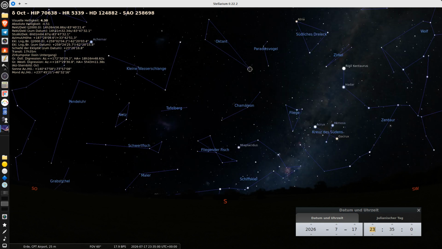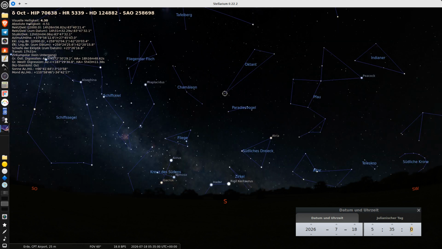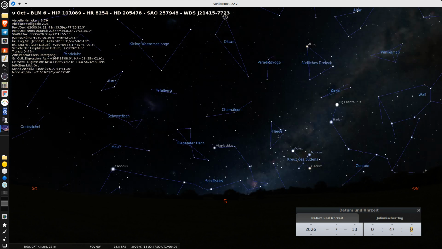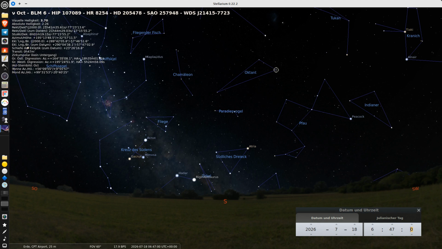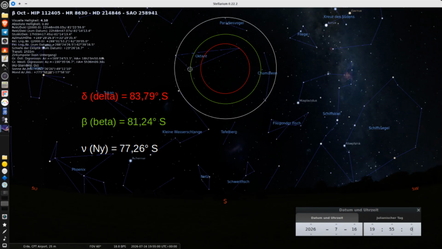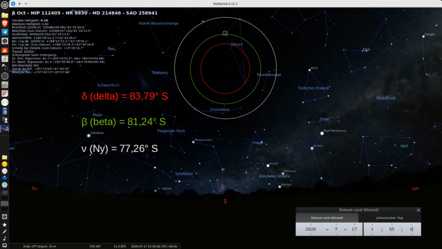Delta Octantis has a right ascension of 17 hours, 35 minutes. Transit at 17:35. Nu Octantis, right ascension of 21 hours, 44 minutes, and transit at 0:47. Here, the orbital paths of the 3 stars are marked in different colors.